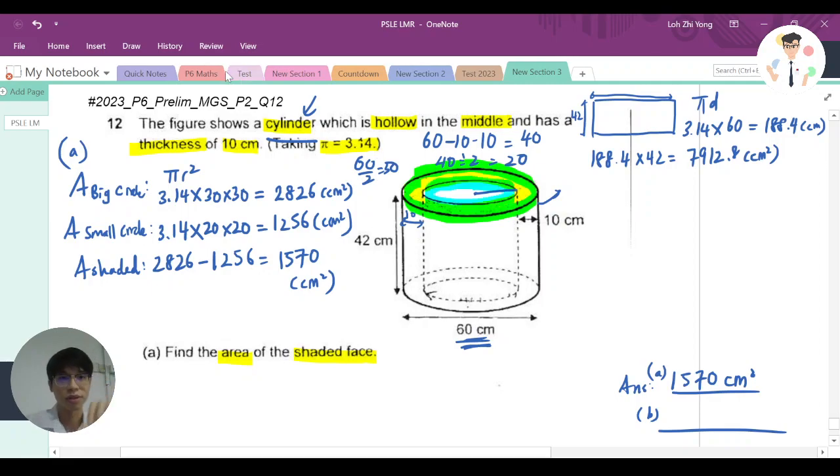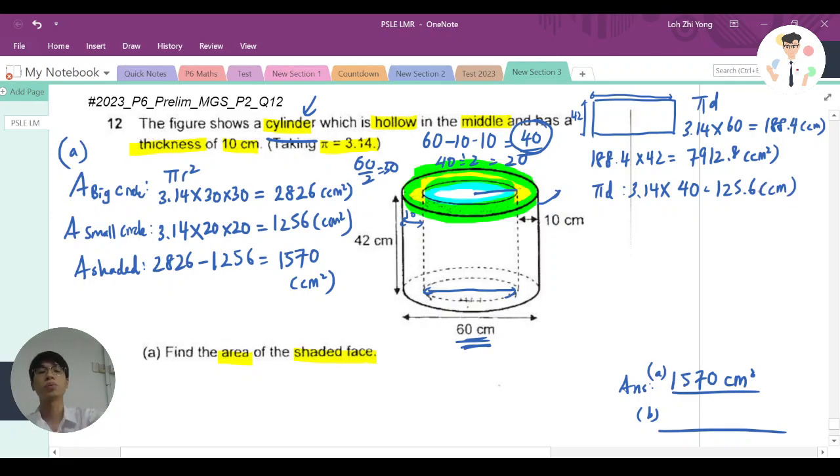What is the circumference here? Okay. So again, pi d. So 3.14 times the inner circle's diameter, which I have found is 40. So 3.14 times 40 is 125.6 in cm. And the same thing, I need to times with the height. What is the height? The same, 42 cm. So 125.6 times 42, and that is equal to 5275.2 in cm squared.